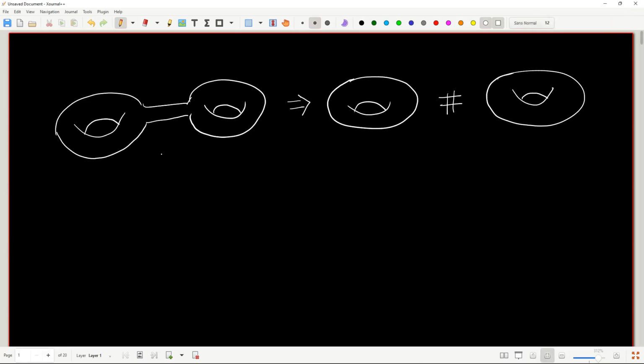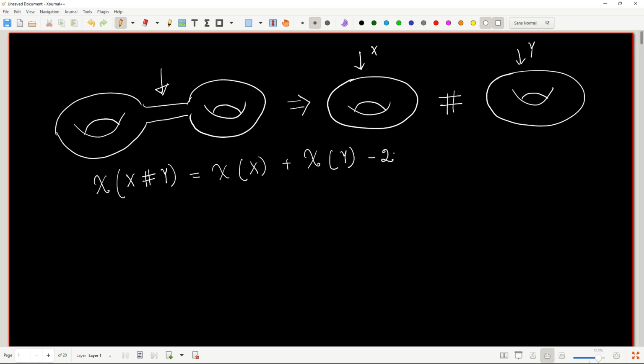So we wanted to show that, using the idea of connected sums, the Euler characteristic of this surface with two holes, which is denoted by, let's say, x hash y, where let's call this one x and this one y, is equal to the Euler characteristic of x plus the Euler characteristic of y minus 2. This is the thing we wanted to show.